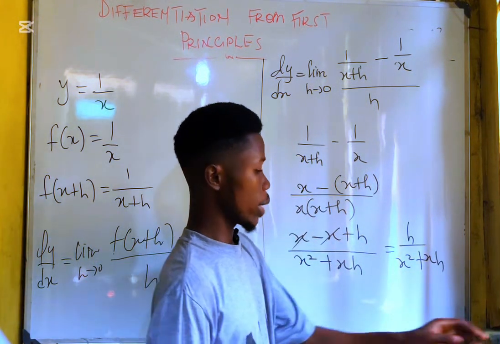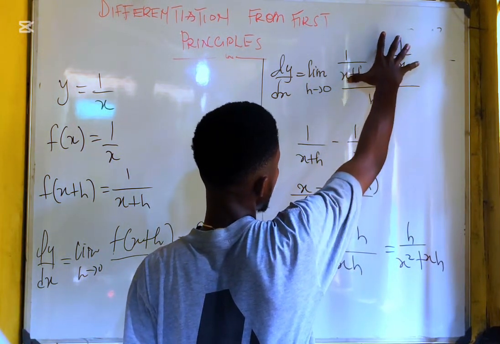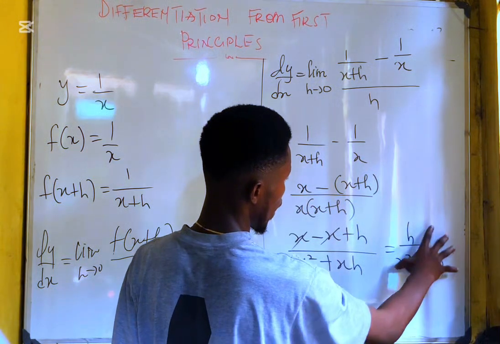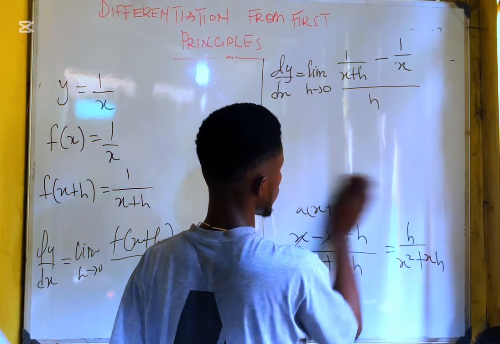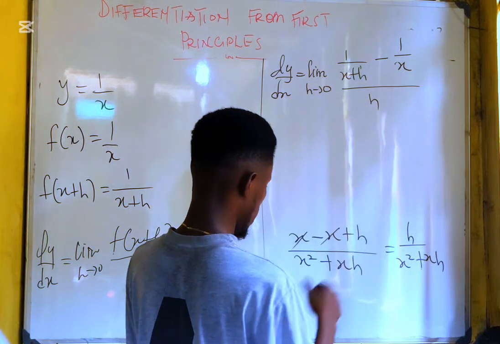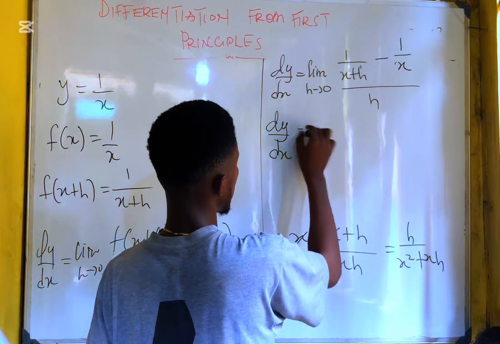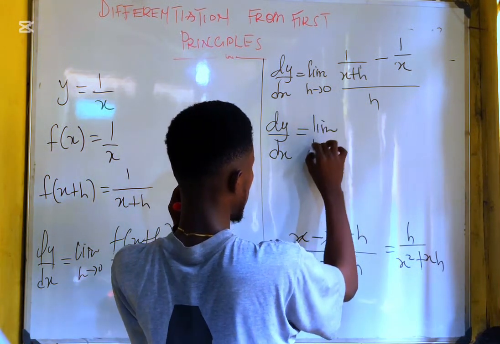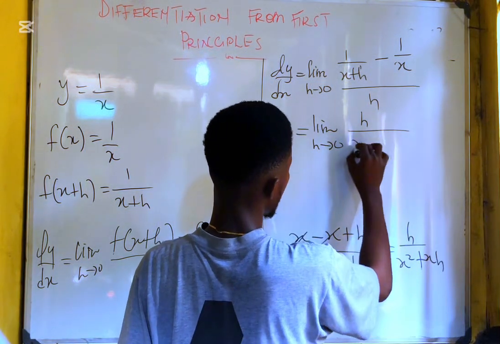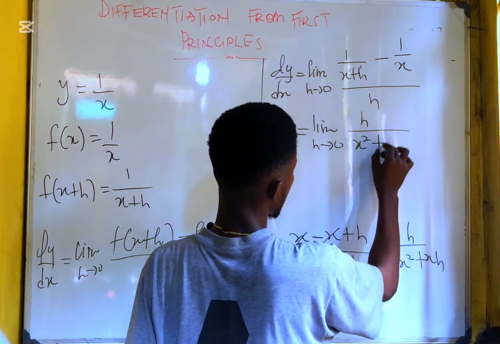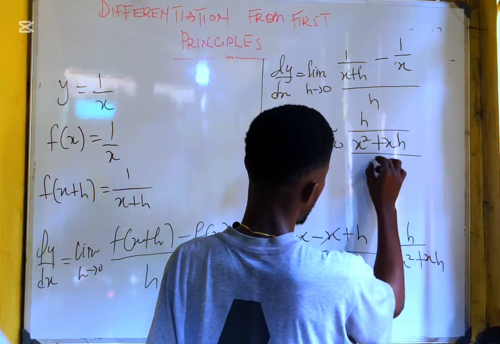With this one, what I'm going to do is replace the whole of this by h over x squared plus xh. That's what I've just simplified. So I'm going to have dy dx equals the limit as h approaches 0 of h over x squared plus xh. Remember, the whole of this is divided by h.